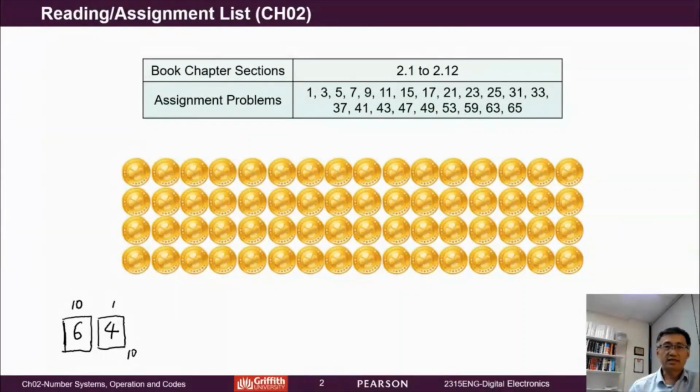This is what we get in our human system. We call them decimal numbers. In decimal numbers, each digit in this location represents 1, and the next one represents 10. That's why we call it the base 10 system. All right, so this is 64.